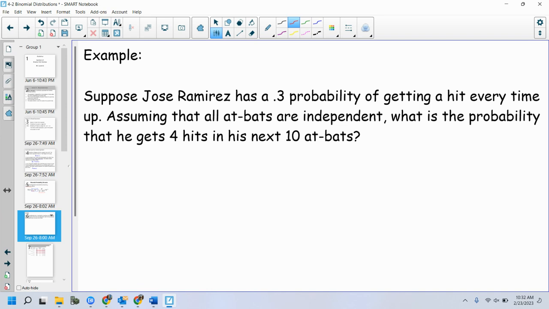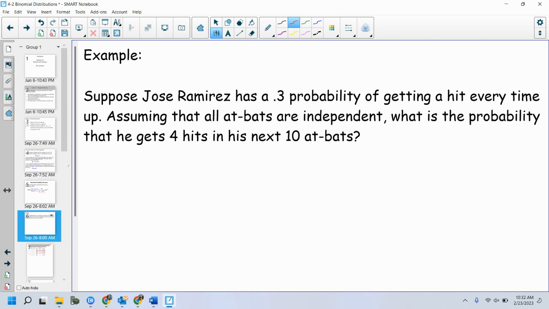Okay, is this a binomial event? Either he gets a hit or he does not, right? Yes, there are other options. He could walk, he could strike out, he could fly out, whatever. But he either gets a hit or he does not. Okay? Is each independent? Yeah, I'm assuming that these are independent. Right? And the probability of success, therefore, is not going to change each trial.